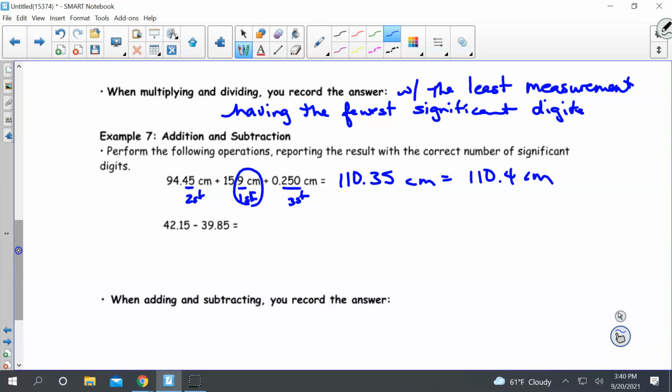If I did the other problem for math, I would have gotten 2.3. There's no units on there. Now, the thing is, I have 2 sig figs here and I need 2 here, so I do need to include that 0. Okay, so when adding and subtracting, you record your answer to the place of greatest uncertainty behind the decimal.